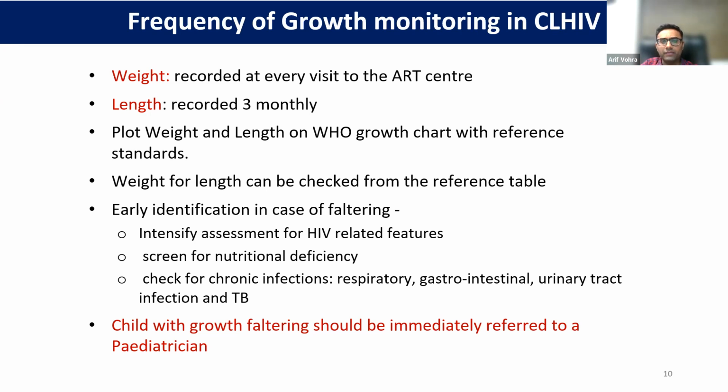Always identify in case of faltering, this child may have worsening of signs and symptoms. Always look for any nutritional deficiency, like many vitamins and minerals might affect the immunity of the child, and because of nutritional deficiency, the child may not be recovering properly. If any child is found to be nutrient deficient, then you need to treat for that particular nutrient. Then check for chronic infections like respiratory, GI, urinary infection, and tuberculosis.